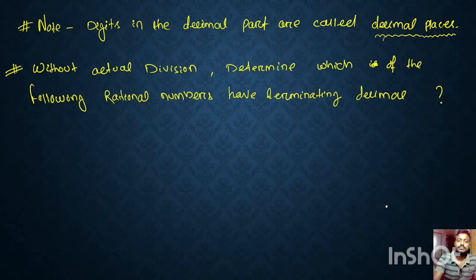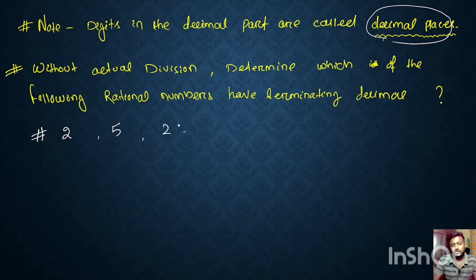Okay, now note, the digits in the decimal part are known as the decimal places. Now the next concept: without actual division, determine which of the following rational numbers have a terminating decimal or not. This is the second concept. How to solve? You should remember the denominator must be a product of 2, or a product of 5, or a combination of 2 and 5.